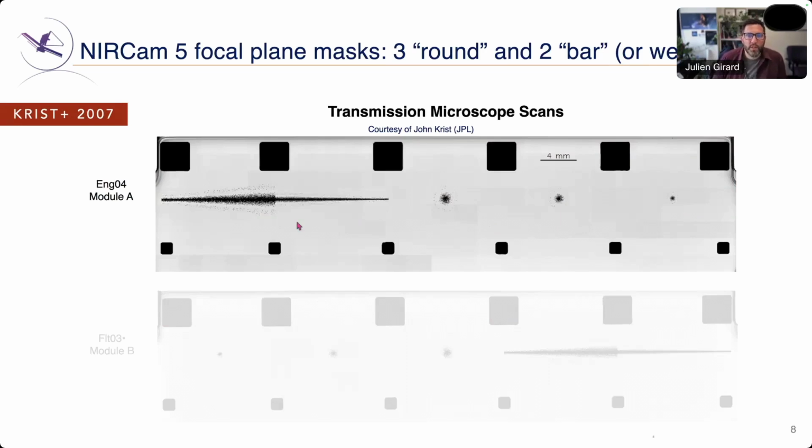The way it's done, it's basically micro dots on this piece of glass. I'm not showing the module B, but it's basically the same. And you can see for NIRCam, the way it's done is the size of the mask. So we designed several masks to adapt to several wavelengths. In principle, the longer the wavelengths, the bigger the mask for the better attenuation.